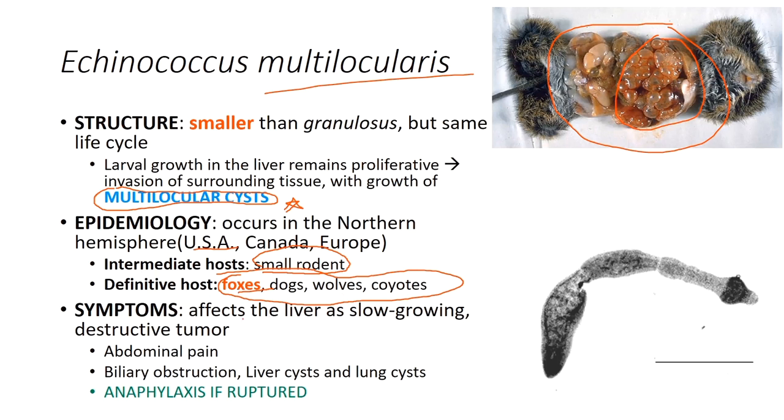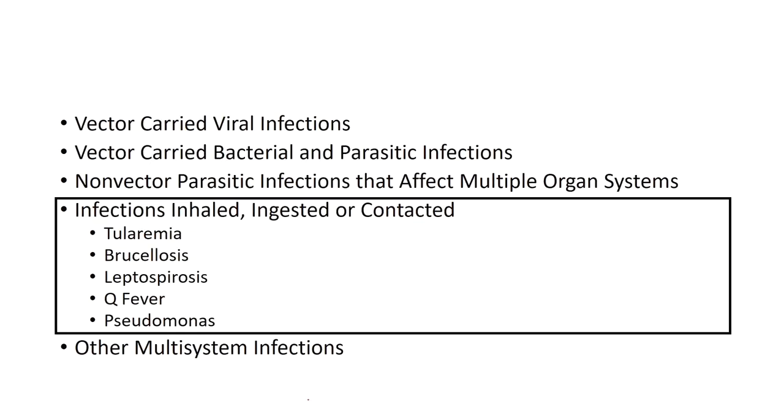And then symptoms, pretty much liver, slow growing. Same thing, those cysts that you're going to find in the abdominal cavity: abdominal pain, obstruction, liver cysts, lung cysts. And then careful of that anaphylaxis, same reason. So now onto the infections inhaled, ingested, or contacted. These guys are pretty high yield for this section.